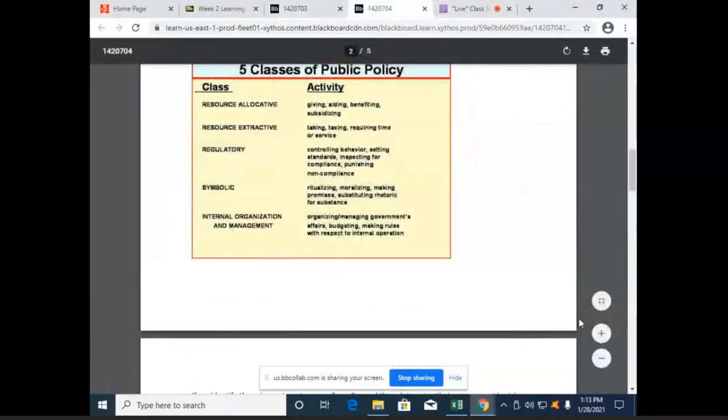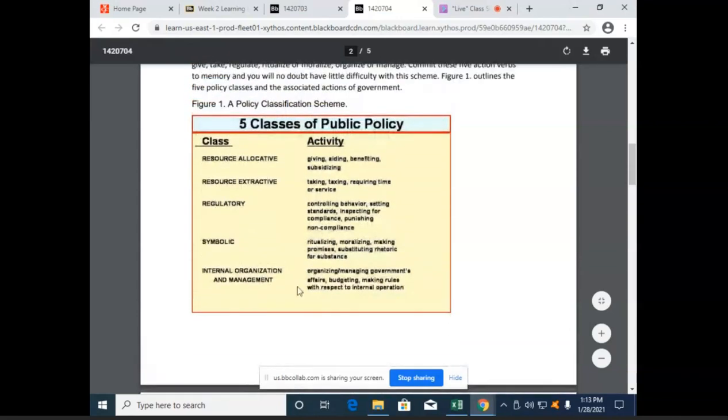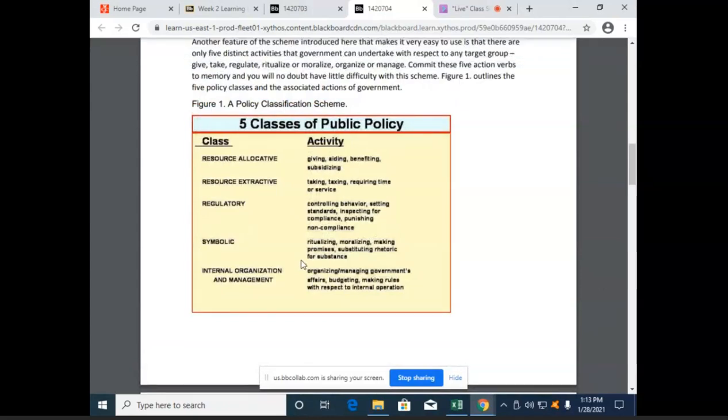If you know some of the general characteristics of each of these five policy types, that actually is pretty powerful in terms of how well you understand specific policies. The five types of public policy, or the five classes of public policy that we see in this scheme, are resource allocative, resource extractive, regulatory, symbolic, internal organization, and management.